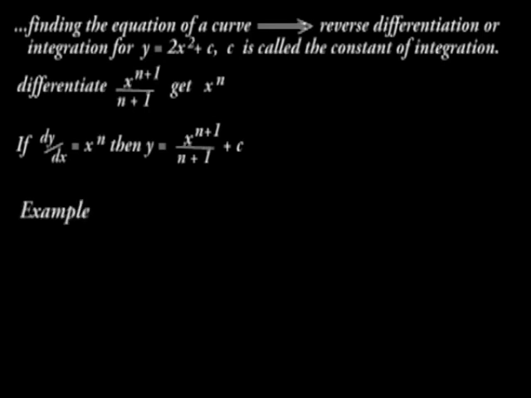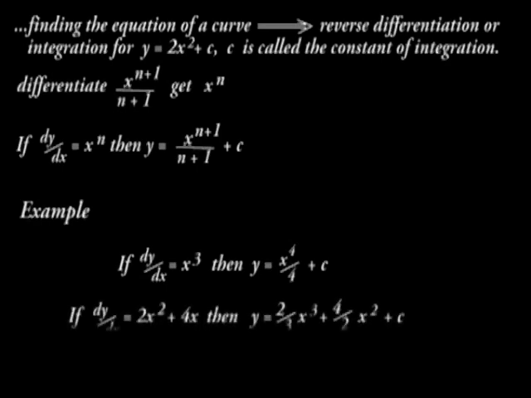For example, if dy over dx is equal to x cubed, then y is equal to x raised to power 4 over 4 plus c. If dy over dx is equal to 2x squared plus 4x, then y is 2 over 3 x cubed plus 4 over 2 x squared plus c, giving us 2 over 3 x cubed plus 2x squared plus c.